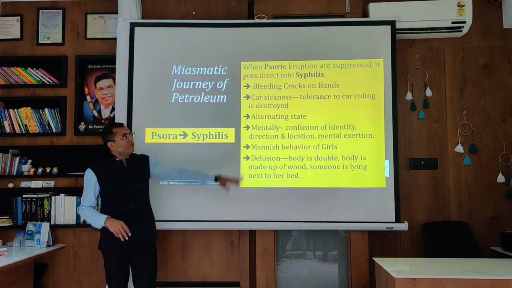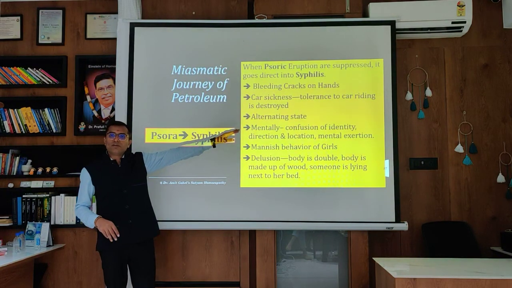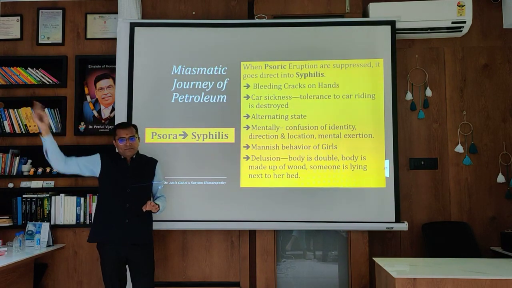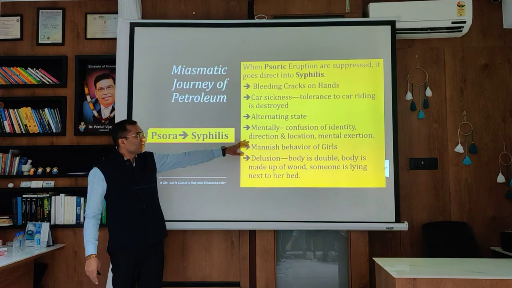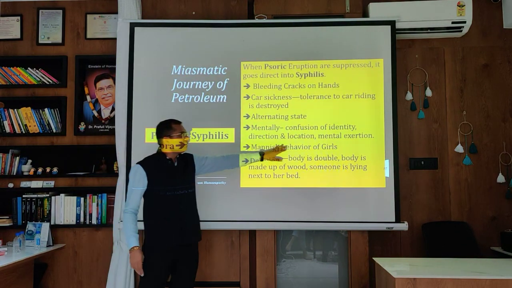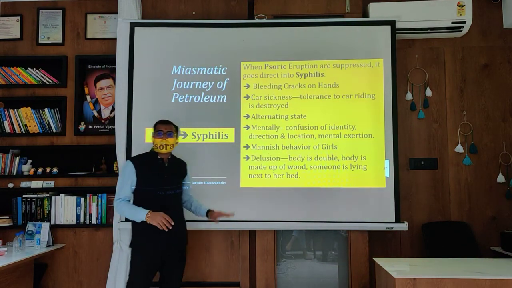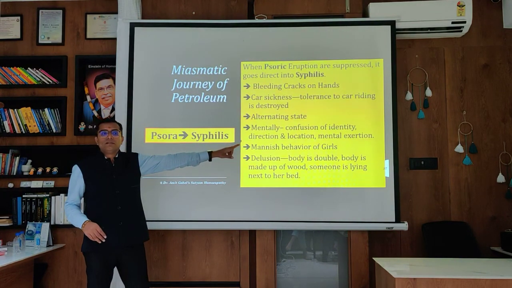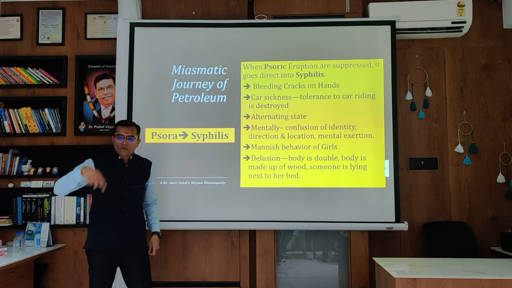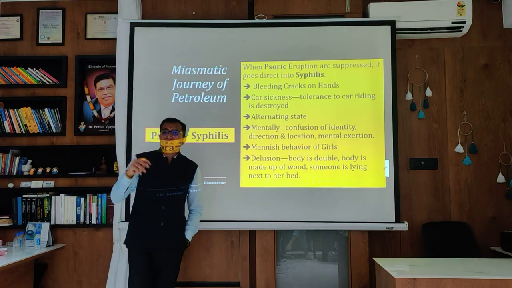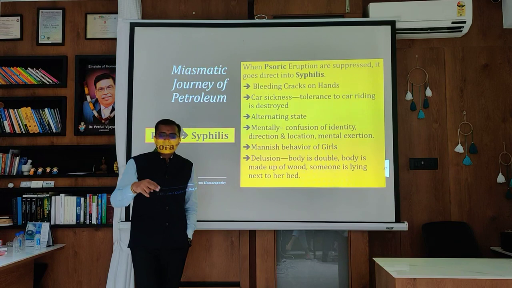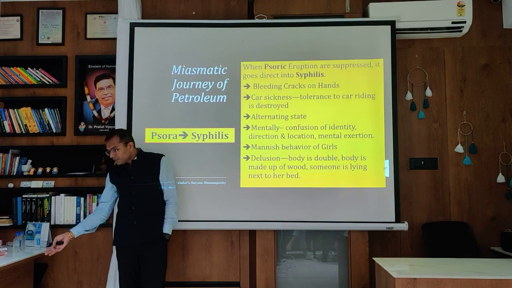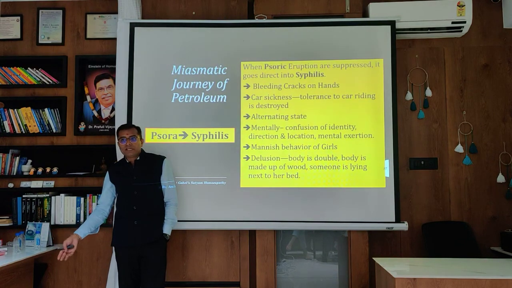Okay. So again, an alternating state, a hysterical kind of state. So oversensitivity goes into a syphilitic state. Mentally it goes into confusion of identity, direction, location, and exertion. So this is the destruction of intellect. From psora we get destruction of the intellect. So the intellect leads to confusion of locality. Cannot recognize a known place, cannot recognize the same street, even cannot recognize who is sitting beside me.